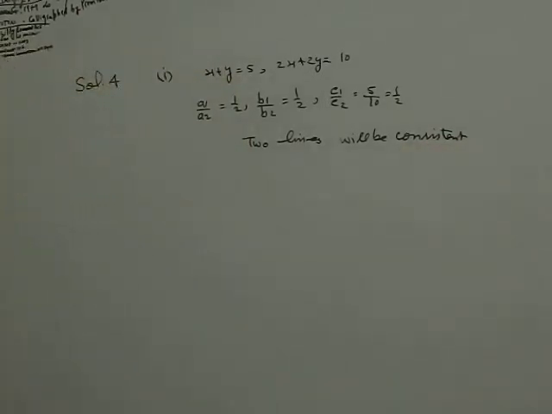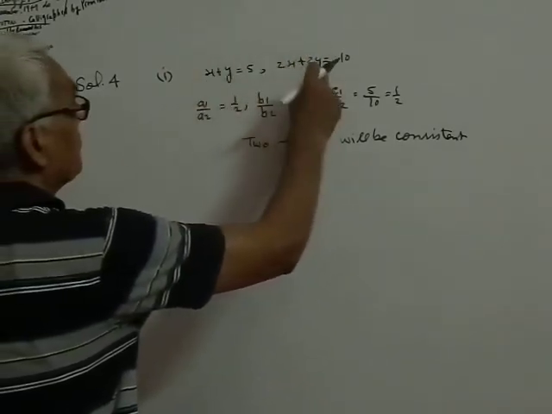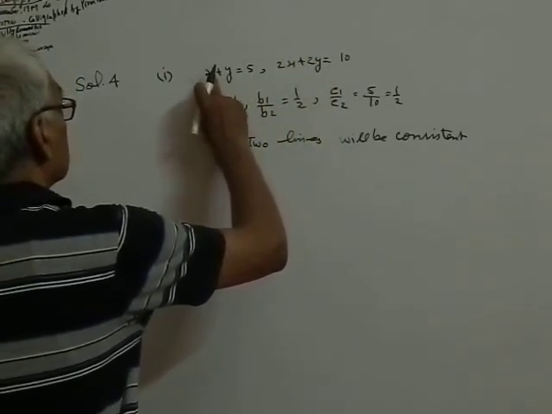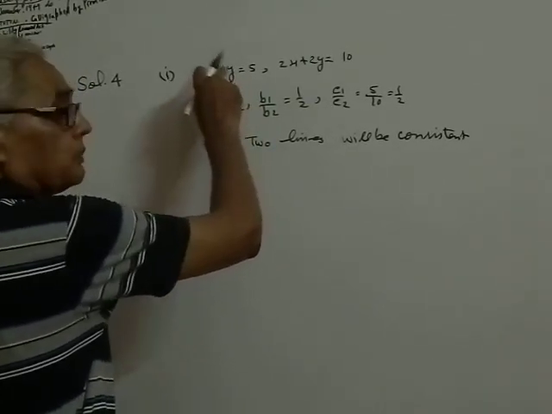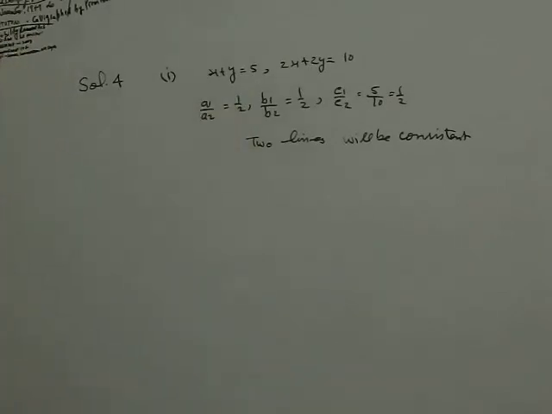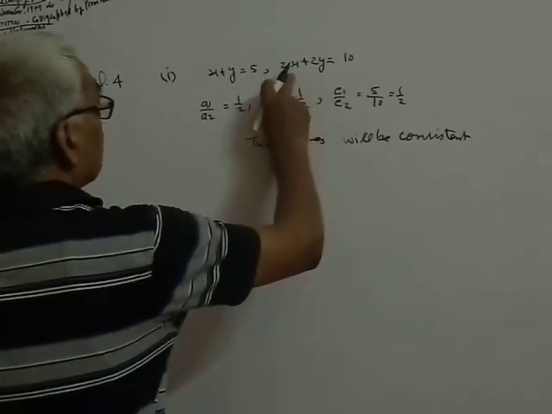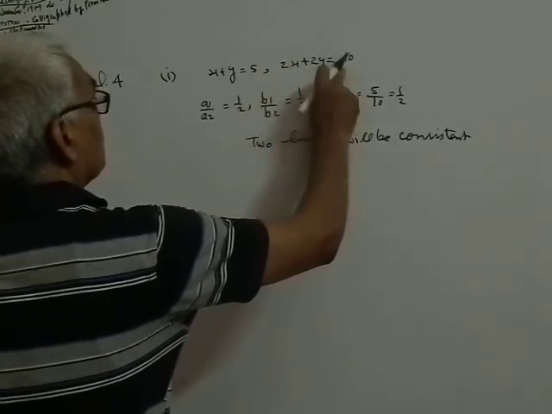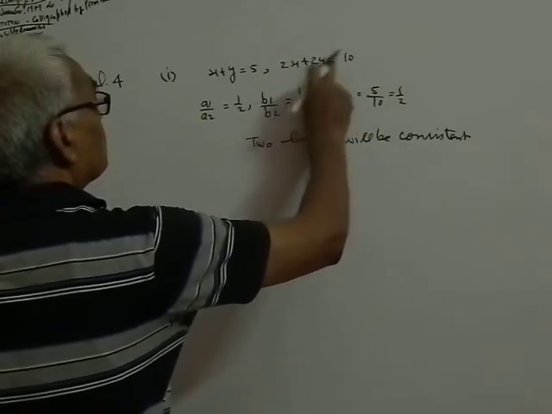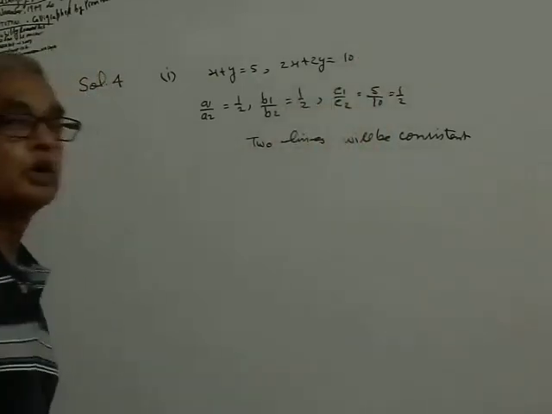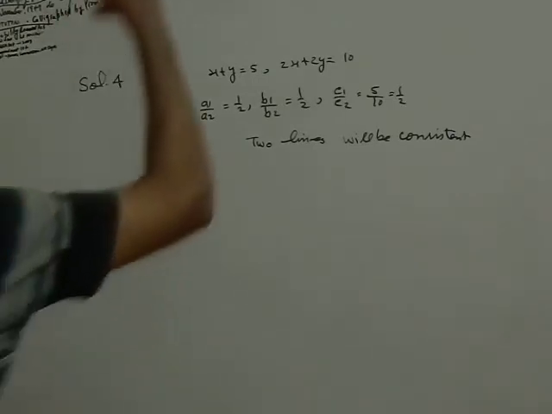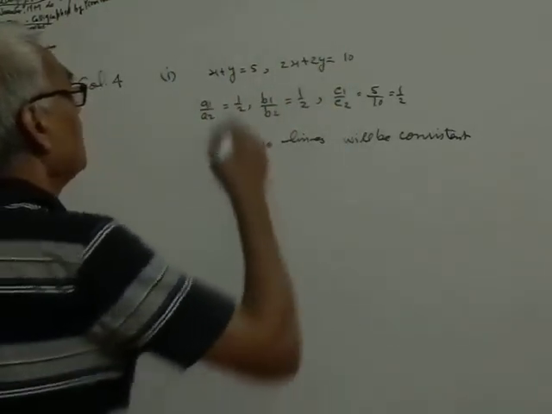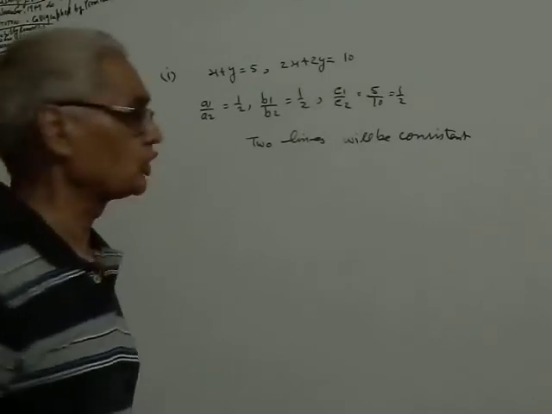Again, for the graphical solution, you plot this line. For different values of x, find the value of y for this equation and plot this line on the graph sheet. Again for this equation, 2y is equal to 10 minus 2x, so y will be equal to (10 minus 2x) divided by 2. You plot this line.